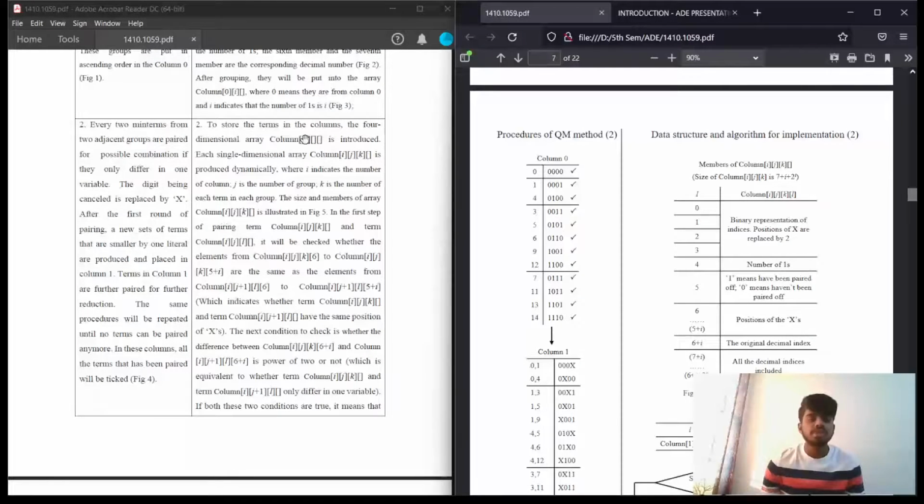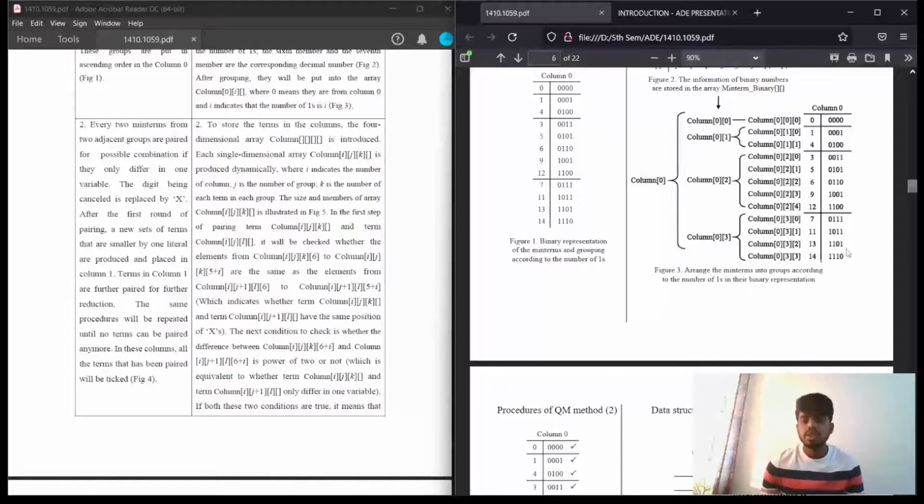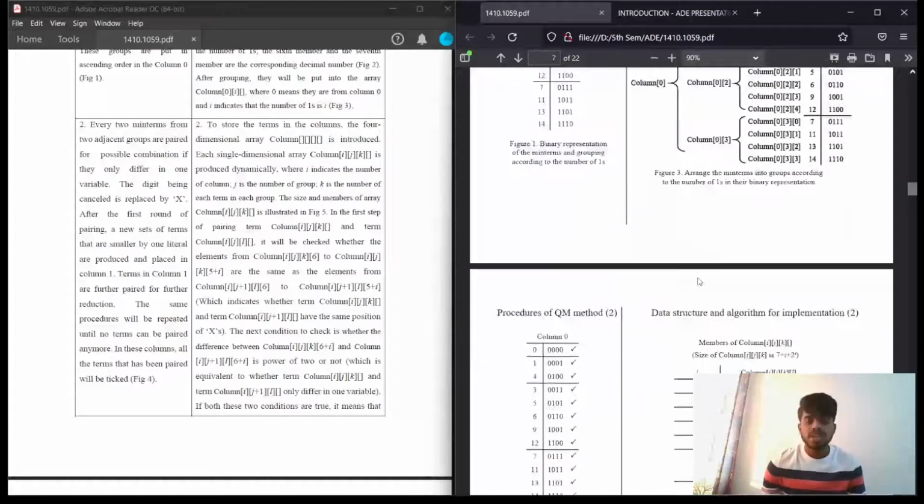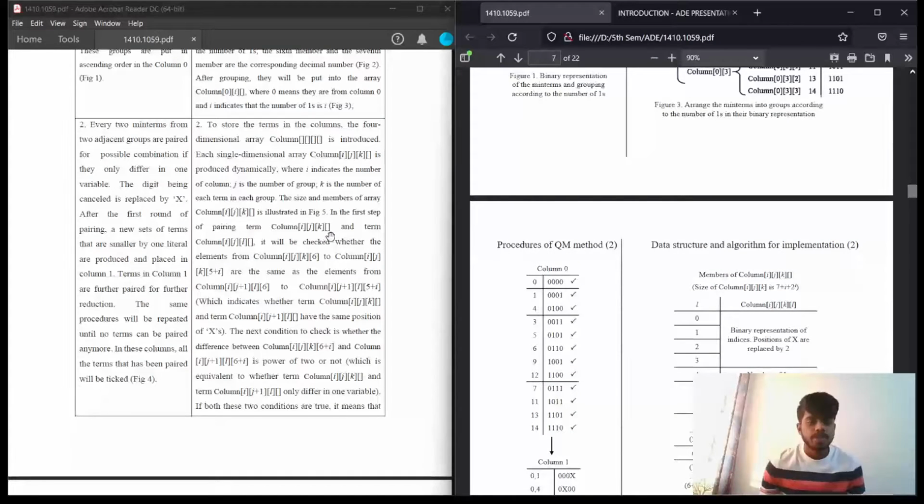So to store the terms in columns, a three-dimensional array column of ijk is introduced. Each single dimensional array is produced dynamically where I indicates the number of the column, J is the number of the group, and K is the number of each term in the group, which we actually saw over here. This whole thing which we did was nothing but an explanation for this. And the size and members of array column ijk is illustrated in figure 5. So it's properly illustrated over here.